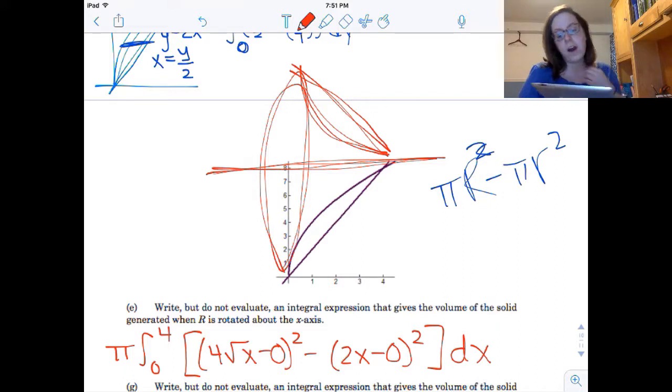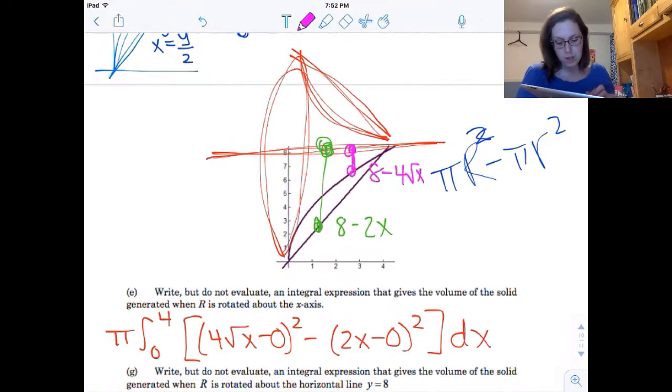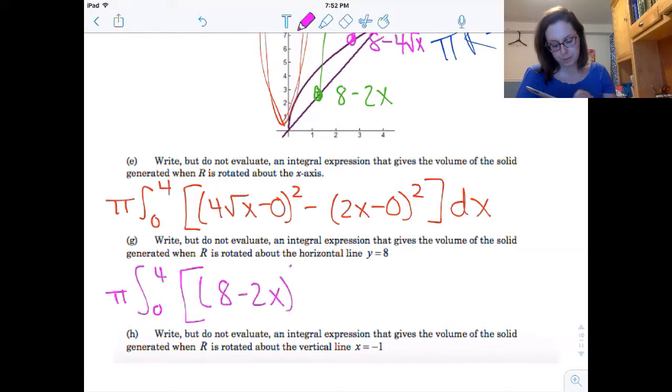So let's think outer radius and inner radius. Your outer radius is this. So that is 8 minus 2x. Your inner radius is this, which is 8 minus 4 radical x. So what I want to do here is integrate from 0 to 4 pi my outer radius squared minus my inner radius squared dx.